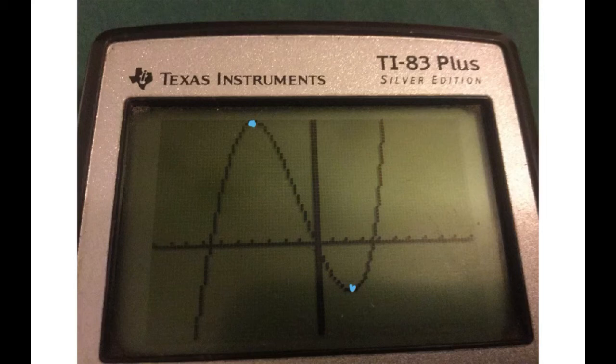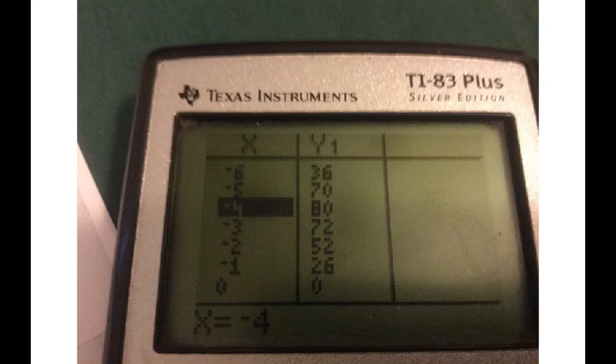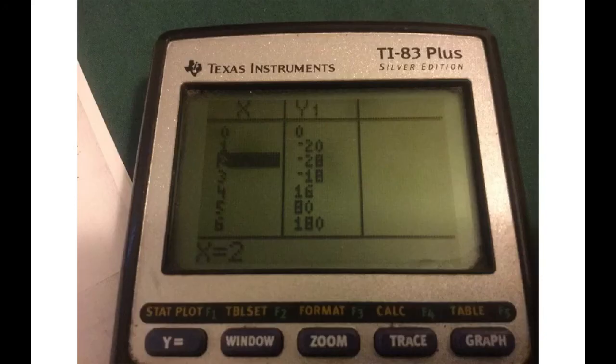If you go and look at the table, remember second graph gets you to the table. If I go and look in the negative x direction, I'll notice that my biggest y value was 80 and it occurred at -4. So maybe -4, 80 was my maximum. My minimum occurred in the positive x value, so then if I go back down, I'll see if I look at my y values, my smallest y value ended up occurring at -28. So maybe my minimum is at 2, -28.